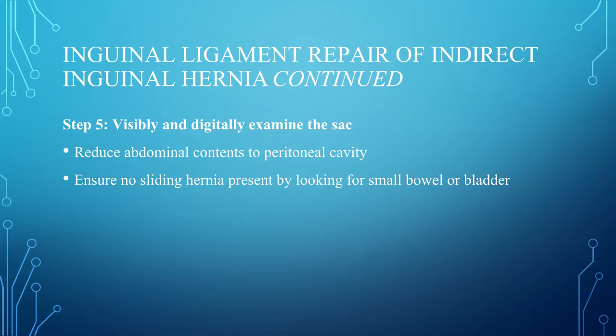Look for a sliding hernia, where a portion of the sac wall is actually made up of an intra-abdominal organ, most commonly the cecum on the right or the sigmoid colon on the left. Recognizing this prevents a catastrophic injury later when you try to ligate the sac and the intra-abdominal organ.